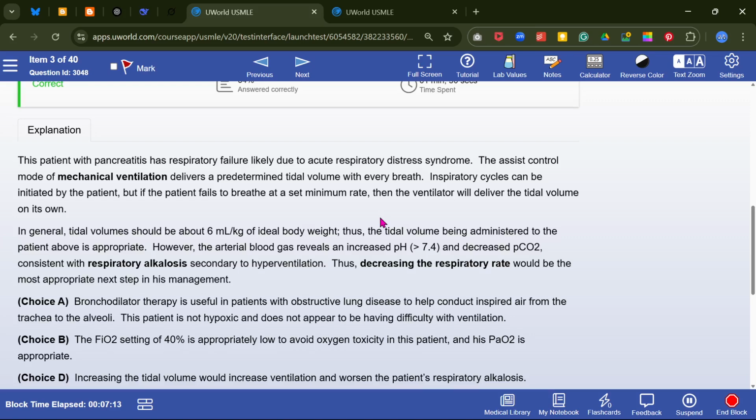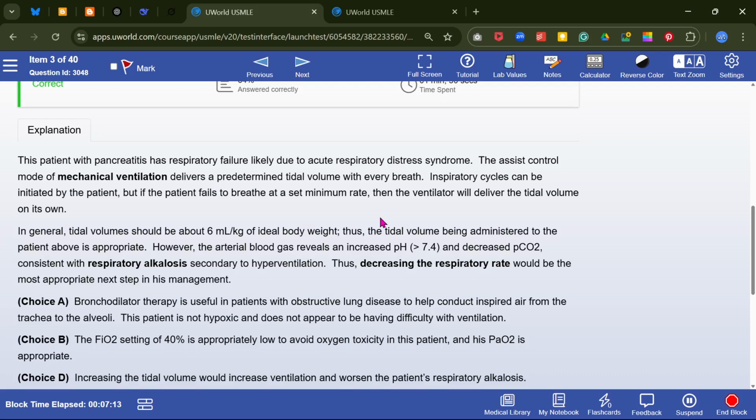This patient has pancreatitis and respiratory failure, most likely due to ARDS. The assist control mode of mechanical ventilation delivers a predetermined tidal volume with every breath.